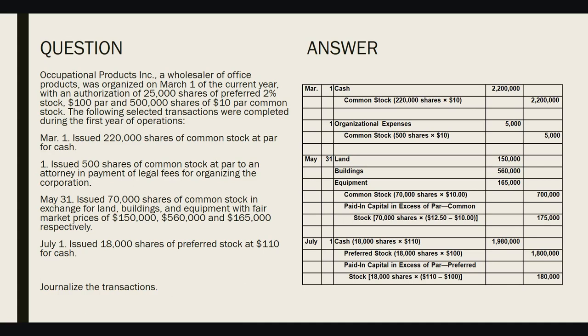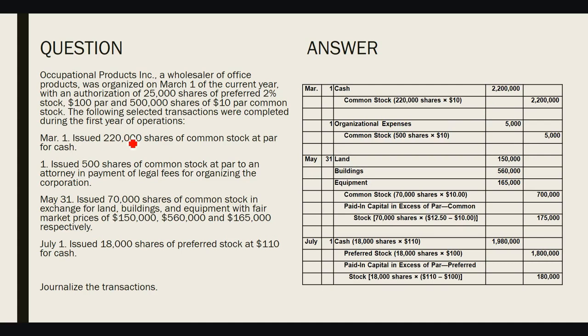Go back. So here we see cash came in $2,200,000. Common stock, we listed it for that amount. There is no paid-in capital in excess of par because the shares were sold at their par value, which is $10.